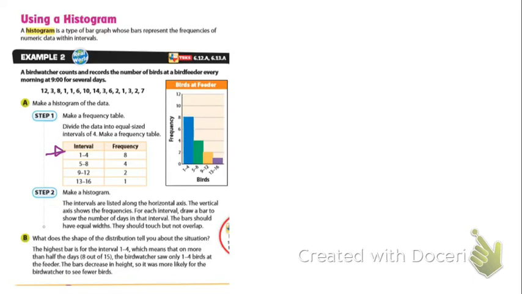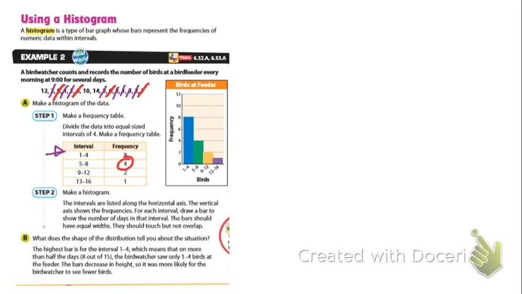If you guys look at the data that they gave you guys here, let's see. How many numbers are between 1 and 4? We have 1, 2, 3, 4, 5, 6, 7, 8. We have 8 numbers that are between 1 and 4, so that's how they came up with a frequency of 8. Next, how many were between 5 and 8? 1, 2, 3, 4. Oh, 4, right there. So that's how they came up with 4.